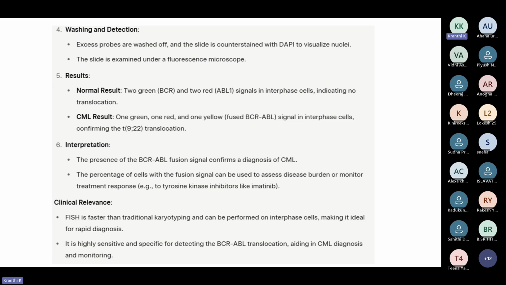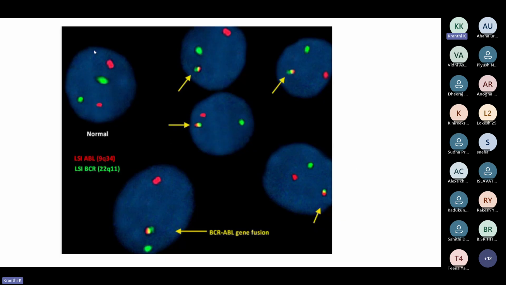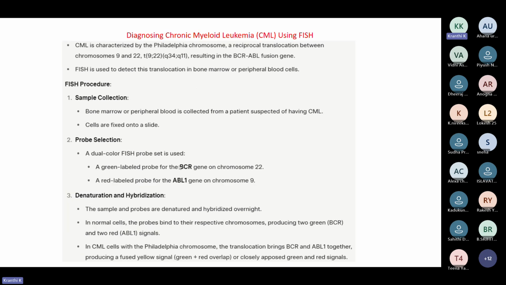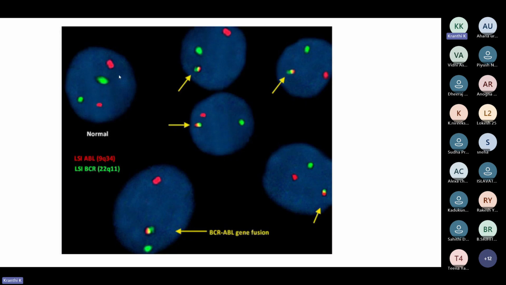Then after that, you check under a fluorescent microscope. See this? For example, this is a cell. Usually this cell should have two ABL genes and two BCR genes. So this is a normal cell. Why? Because the fluorescent probes are complementing two ABL and two BCR, so there is no abnormality in the cell. It's clear.